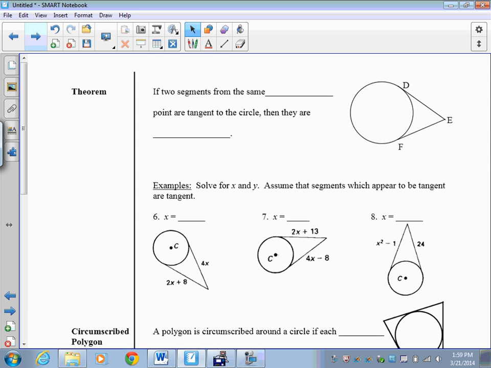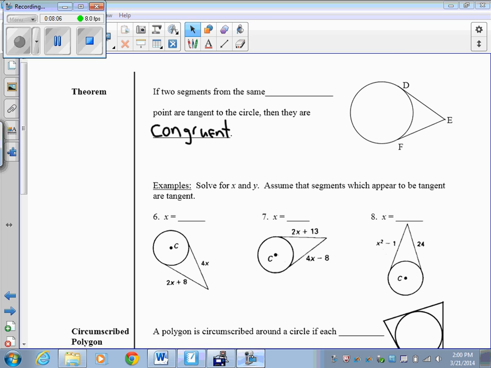Let's move on to the back page. It says if two segments form the same length, so I think I put in the last part here. Sorry about the delay there. I had to look it up to make sure.